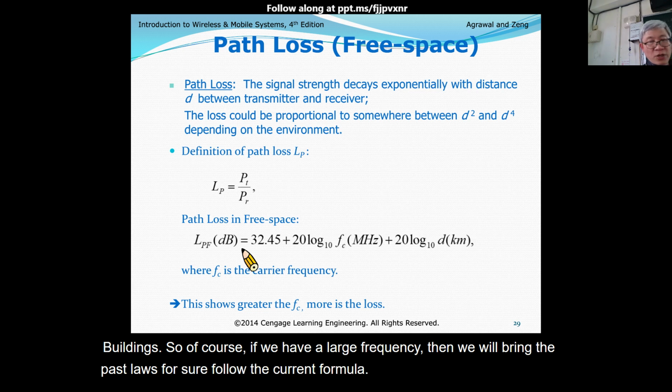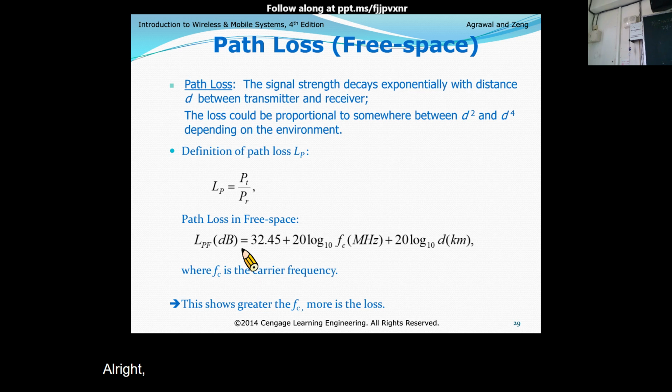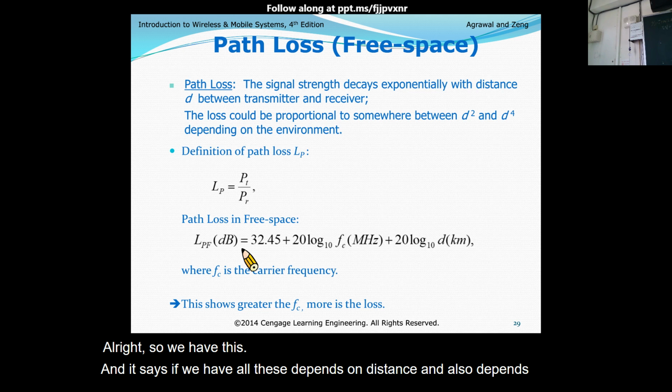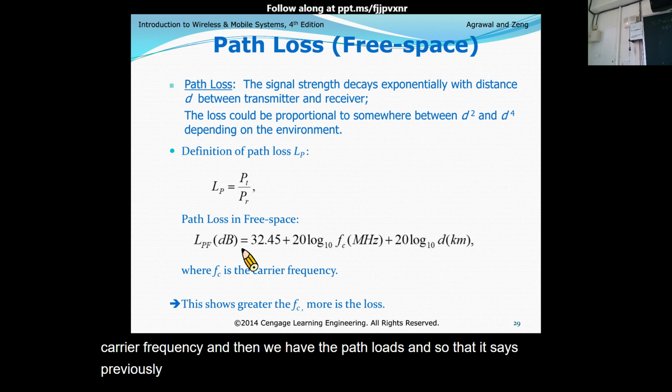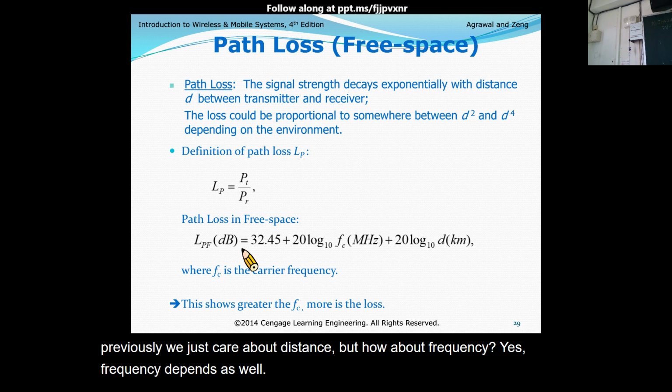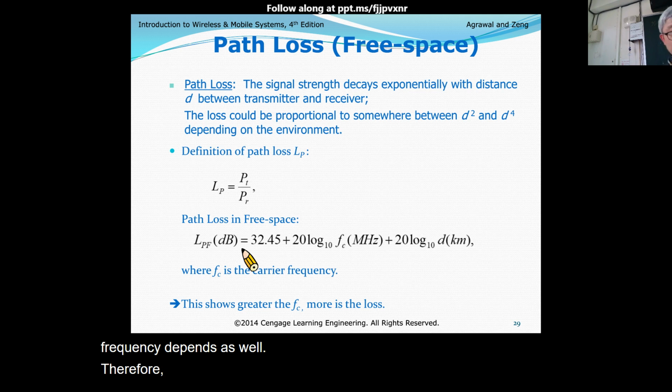All right, so we have these. If we have all these, it depends on distance and also on carrier frequency, and then we have the path loss. Previously we just cared about distance, but how about frequency? Yes, frequency matters as well. Therefore, we have a highlight here.